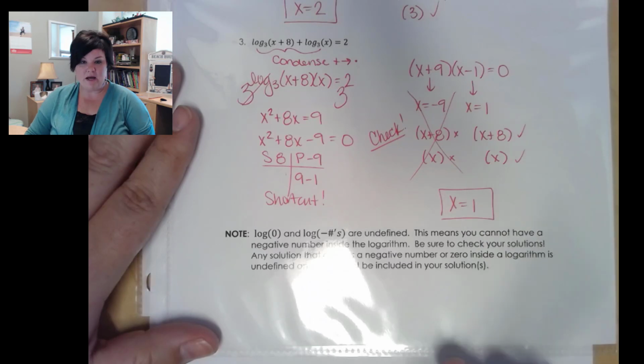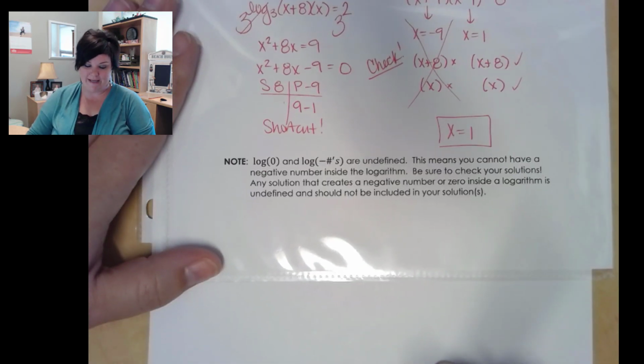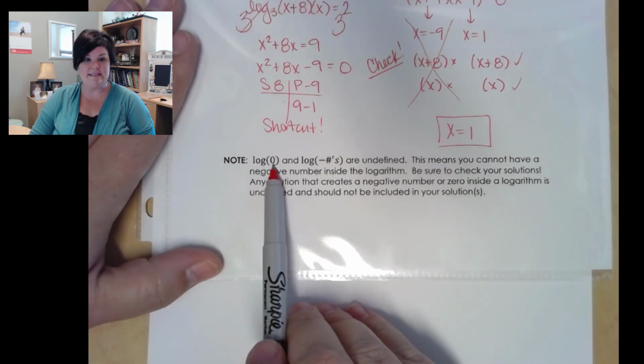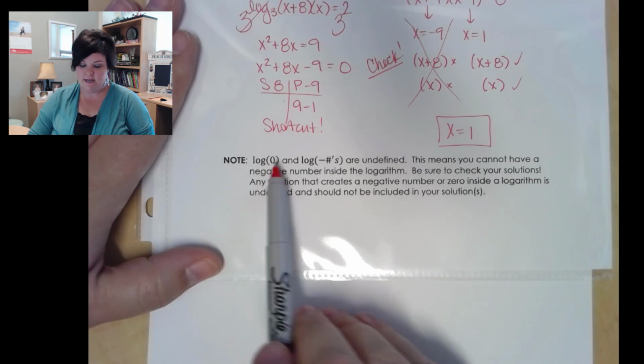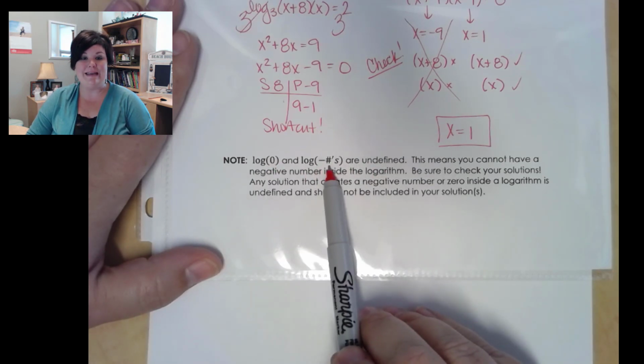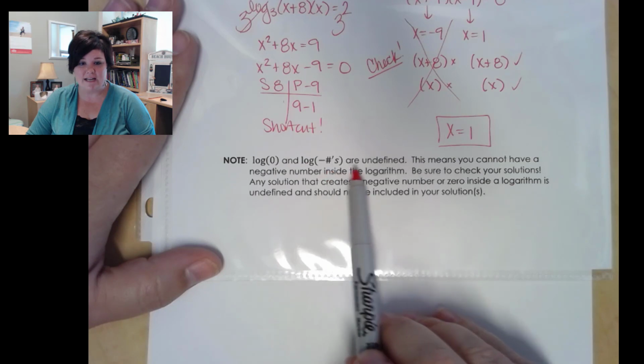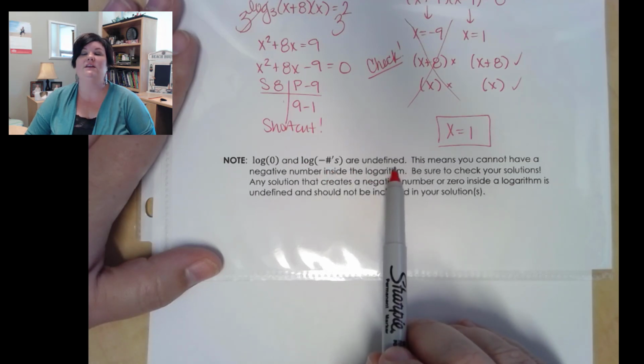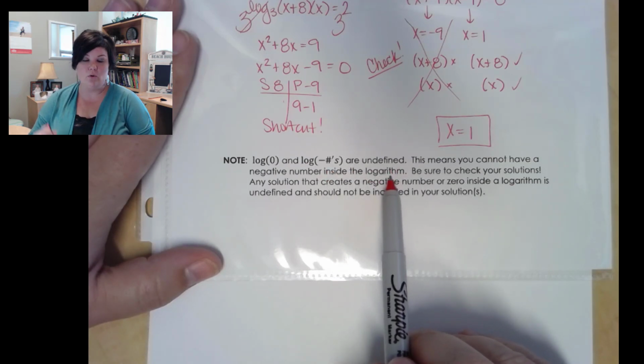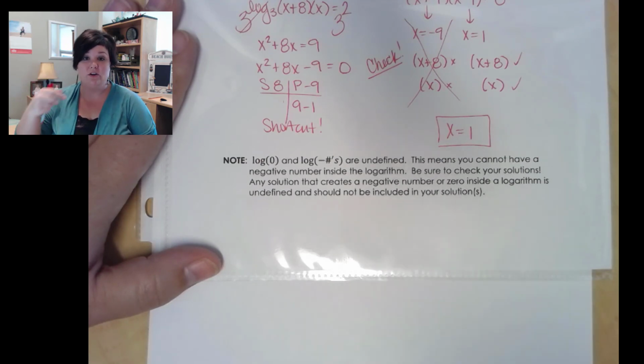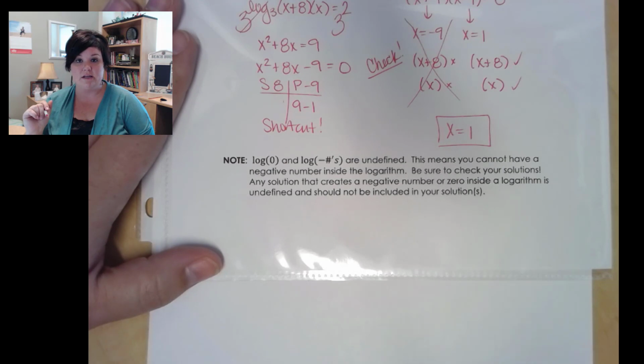So down here at the bottom of the page, I've just kind of reiterated. We cannot do log evaluated at 0 because that's where our asymptote is. And we cannot do log evaluated at negative numbers. Okay, these are undefined. So that means that you cannot have a negative or a 0 inside the log when you check your solution. So be sure you always check your answers when you're dealing with log equations.